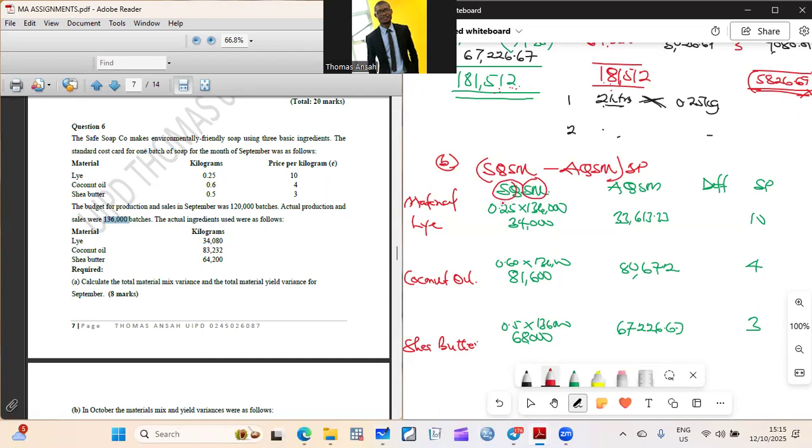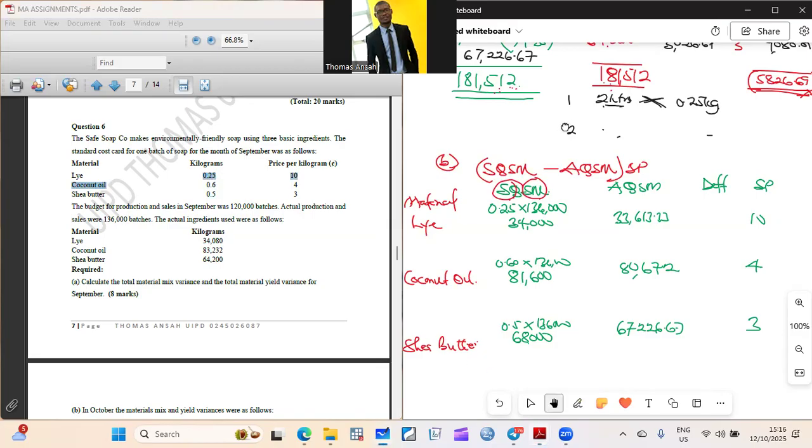So don't confuse yourself and say, okay, if this is the standard quantity, what is our standard quantity? The standard quantity is actually one batch. Because the question told you the standard cost card for one batch, that's the quantity. The price for one is this. So standard quantity is 1. Then don't confuse and say, what is the standard mix? This is the standard mix. That is the mix for 1. But we want the mix flexed with actual production. So the mix for 1, flex for actual production.